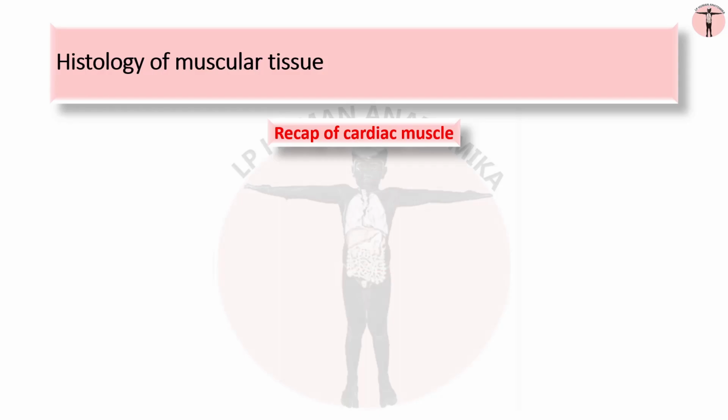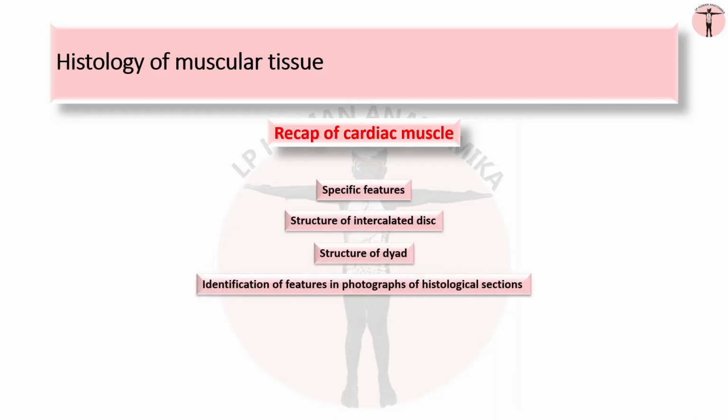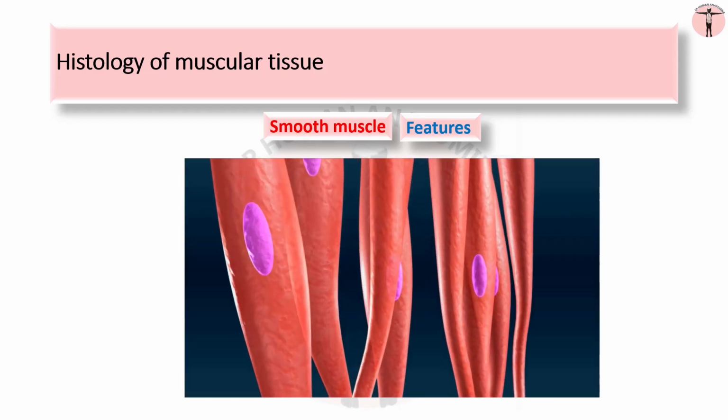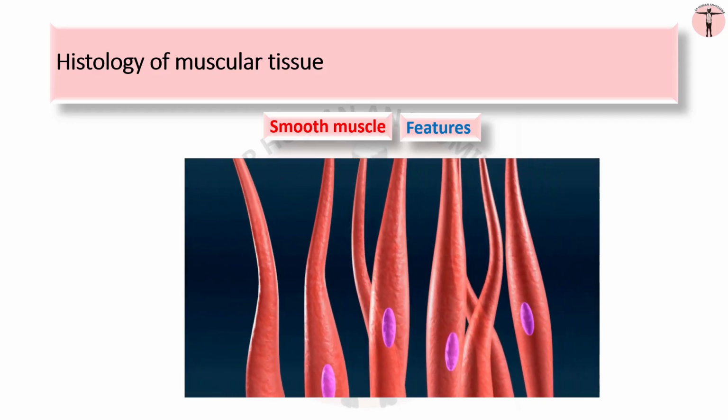In the last session, we completed the histology of cardiac muscle, which includes the specific features, structure of intercalated disc and the dyad, the features which could be identified in the photographs of the histological sections of cardiac muscle. In this session, we will discuss the features and structure of smooth muscle fibers.